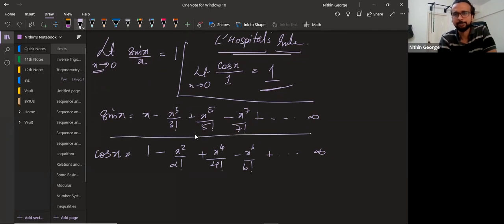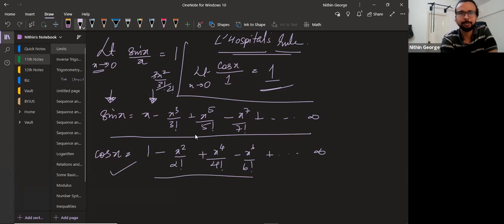I suggest you remember this because when you differentiate LHS and RHS, you will get the expansion for cos x. Are you getting this? To differentiate LHS, sin x becomes cos x. To differentiate the RHS, x becomes 1. X cubed by 3 factorial becomes 3x square by 3 factorial. 3 and 3 factorial cancel out to give 2 factorial. Like that, it just keeps going on.